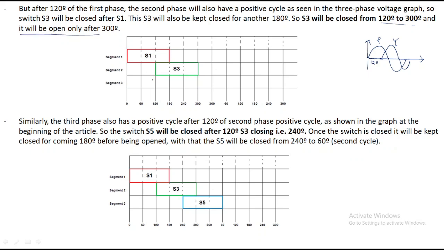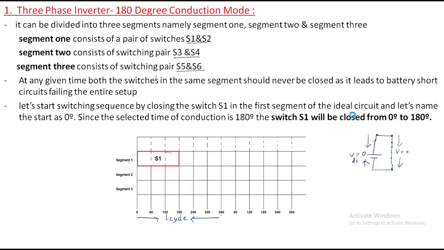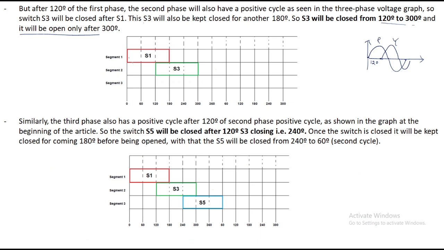So that's why in segment 1 switch 1 is on, and in segment 2 what is the first switch? S3 is the first switch. Just turn on S3 after 120 degrees of S1. Look here. S1 is on for 180 degrees. After 120 degrees S3 will be on.